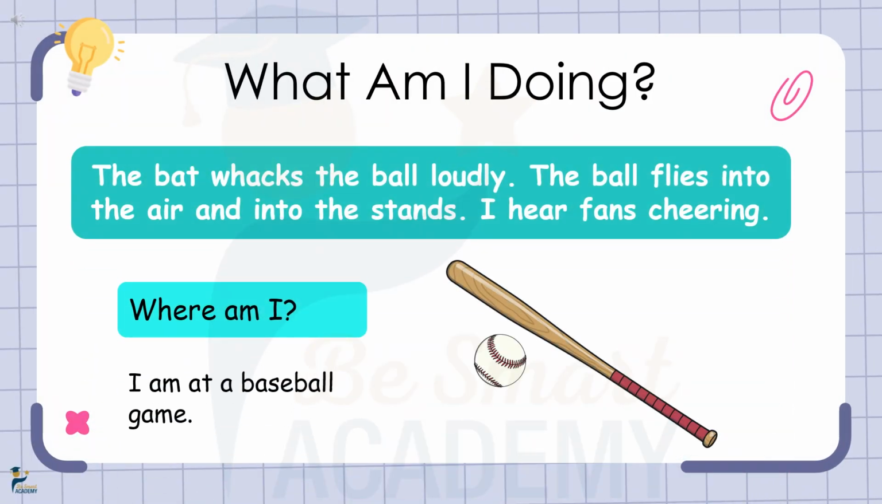Another example to make inferences. What am I doing? The text is, the bat whacks the ball loudly. The ball flies into the air and into the stands. I hear fans cheering. Where am I? Based on the text and our knowledge, we can infer that the author is at a baseball game.